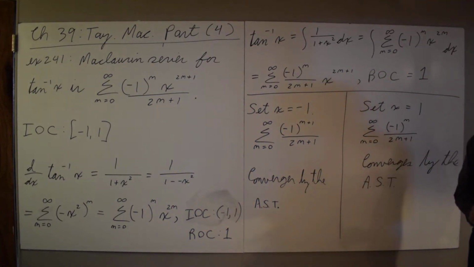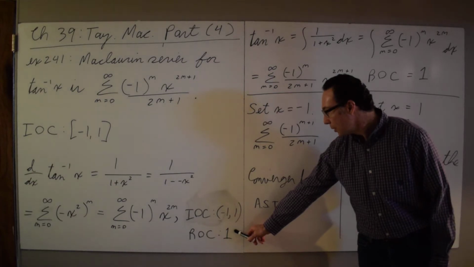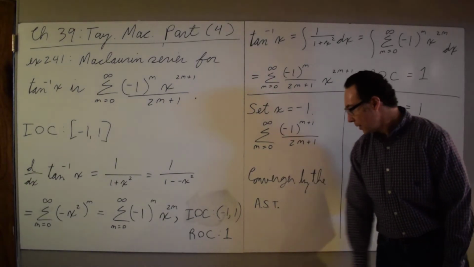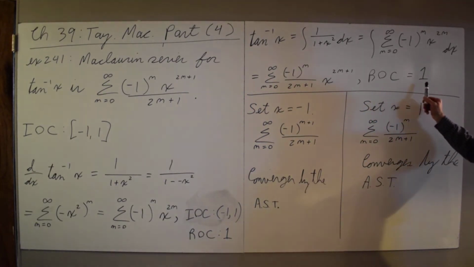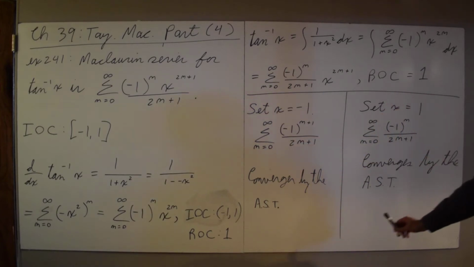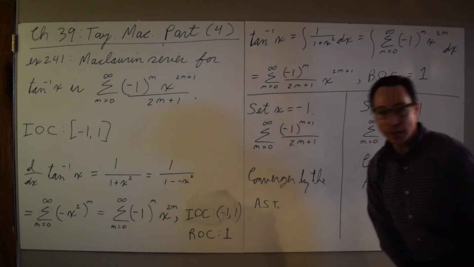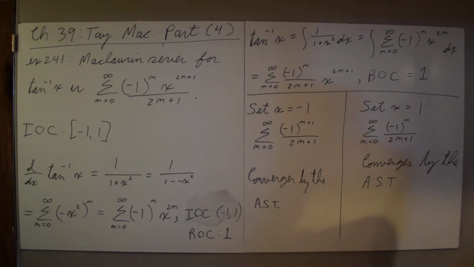Now, what we also know when we do that is we preserve the radius of convergence. The radius of convergence of the series we integrated is 1, so the radius of convergence is 1. That gives us that the interval of convergence contains this set right here, but isn't necessarily equal to this set. We want to show that the endpoints are also in the interval of convergence. So we test those separately.